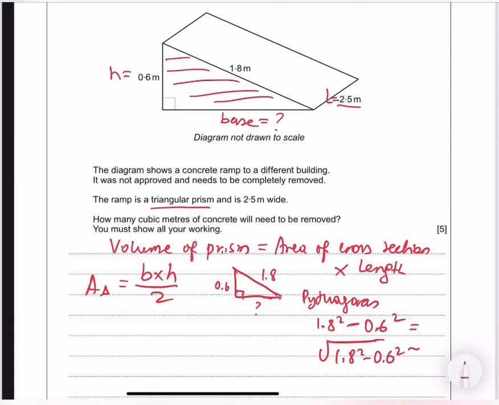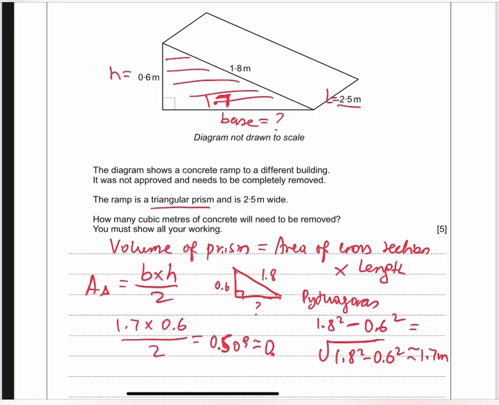So we can put the whole thing in one go. If you have a Casio calculator, square root of 1.8 squared minus 0.6 squared, and you will have 1.7 meters, rounded, for the base of the triangle. And then put it in the formula for the area of a triangle. So base is now 1.7, height is 0.6, divided by 2.